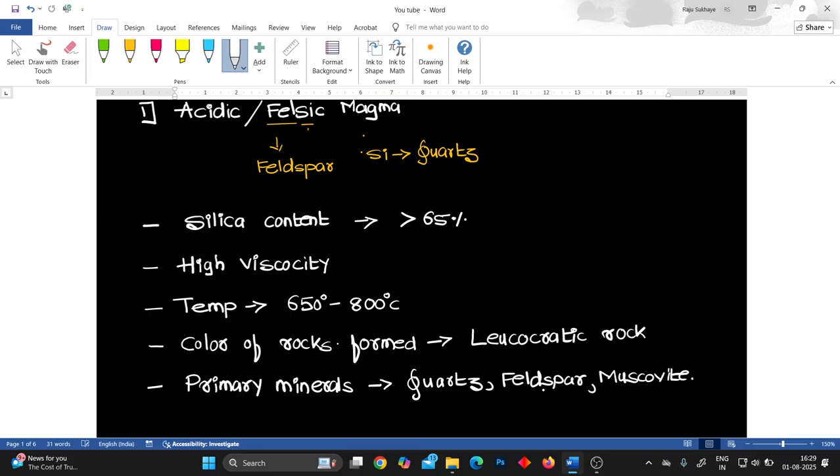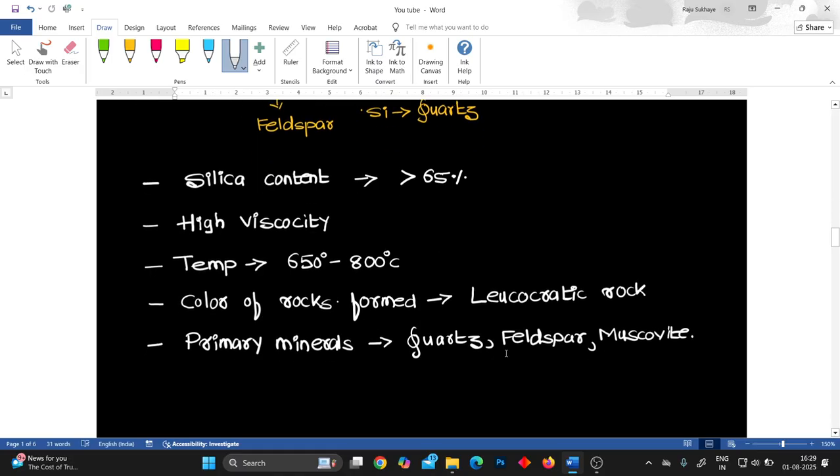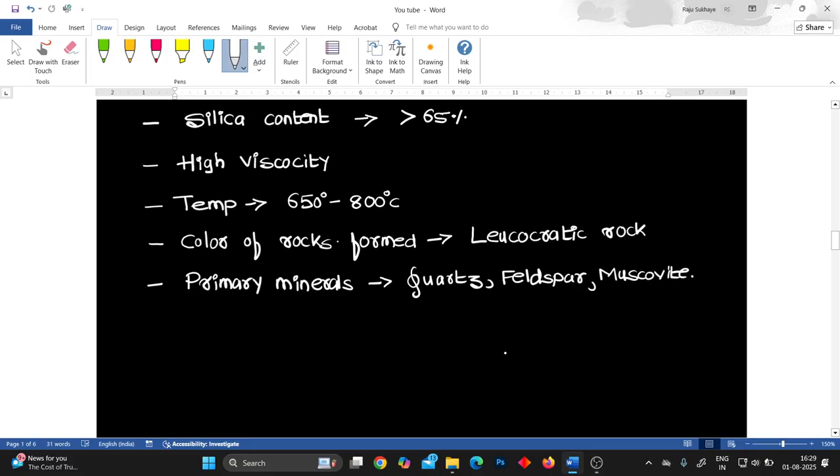Okay, so this will be the primary minerals which will be in more quantity. So as these minerals are in more quantity, the rock exhibits a light color which we call leucocratic igneous rock.